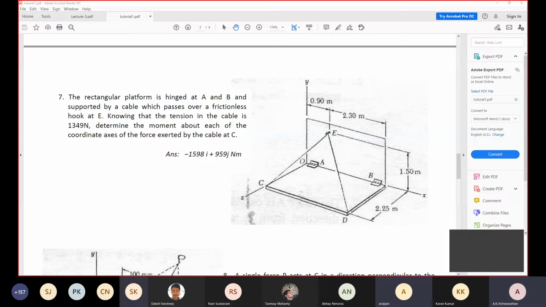Sir, how can we decide the direction of tension? Because it is mentioned that tension in the wire is always positive. Tension is causing the wire CE to be longer in length. At C it is acting towards E, and at E it is acting towards C. Let us draw the free body diagram of CE.